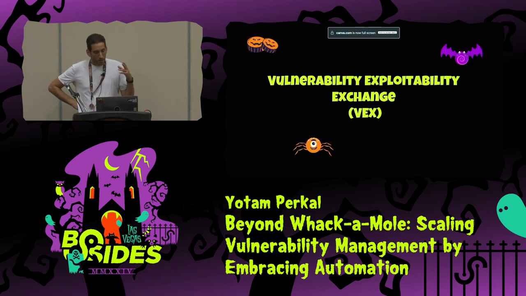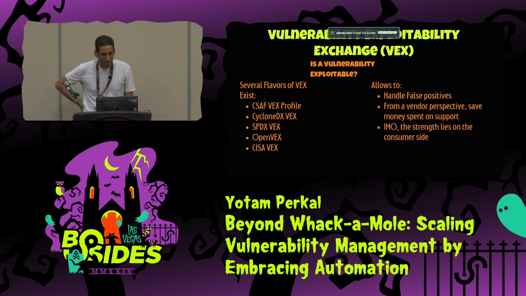Let's dive into the next aspect, which is VEX, the Vulnerability Exploitability Exchange. Hopefully more people know that one. Can I get a raise of hands just to get a feeling of the room? Not many, okay. So what's VEX? Basically, it's a way to communicate whether a product is or isn't affected by a vulnerability in a machine-readable way. Again, we're all about machine readability and automation.